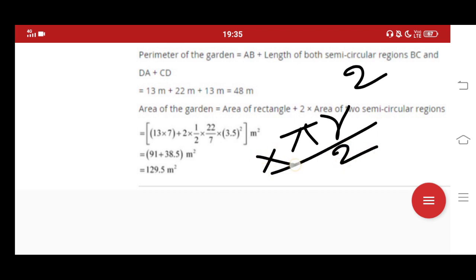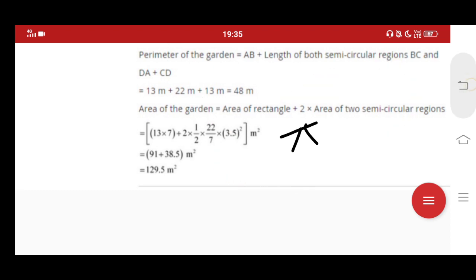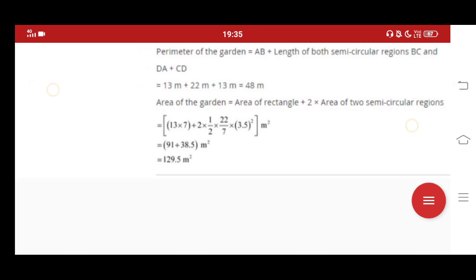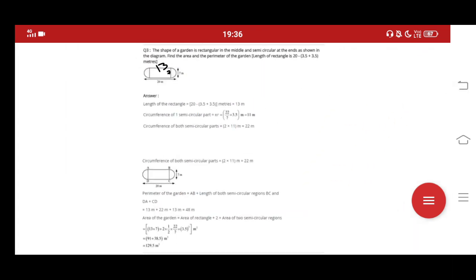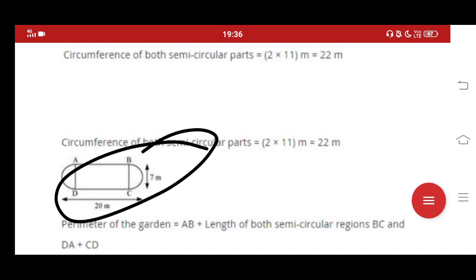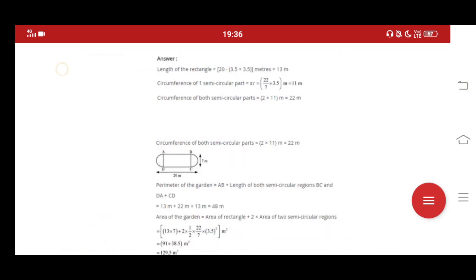But how many areas do we have to find out? 2 areas, because there are 2 semicircles. So see here 2, here 1 by 2 and pi r square. This is the complete formula. So the 2 and 2 cancel out from here. After solving all the terms, we will get 129.5 meters square. So this is the area of the complete figure. This is how we have completed our question number 3.